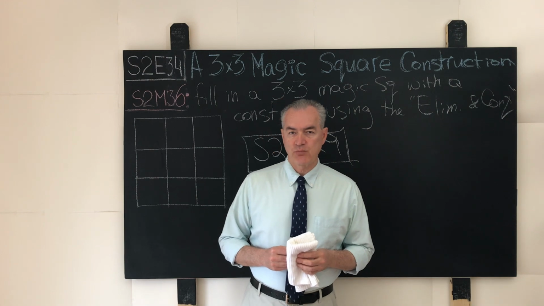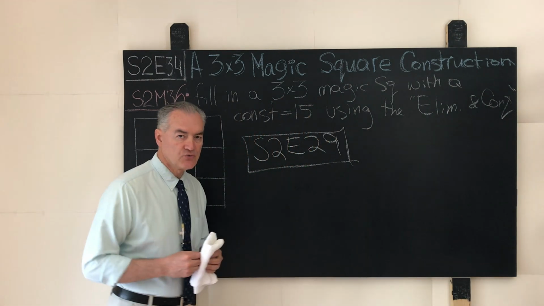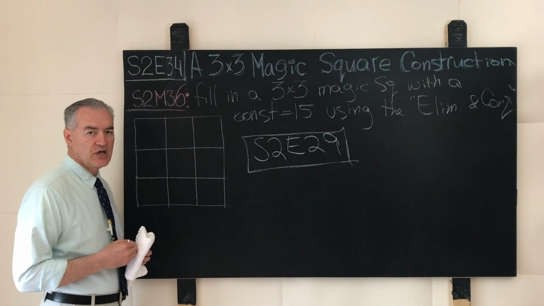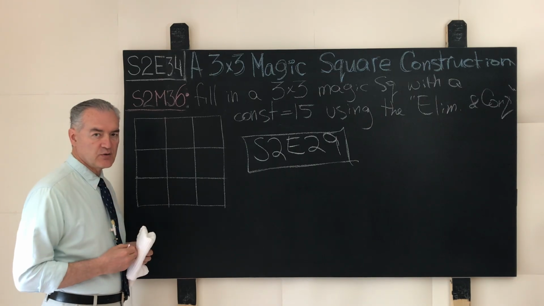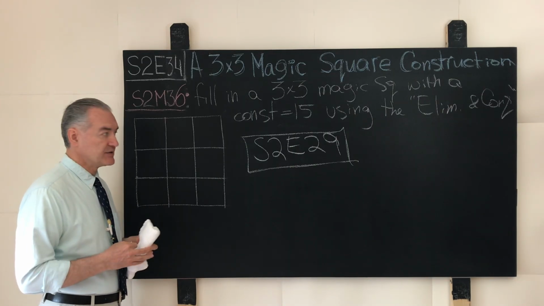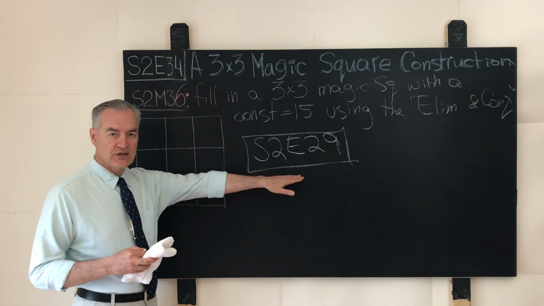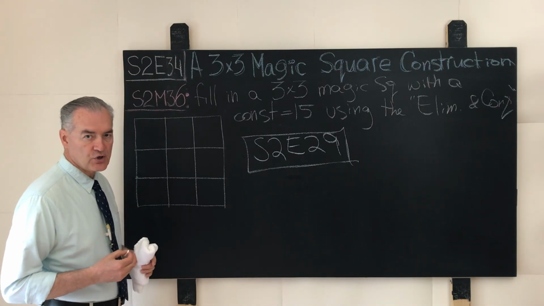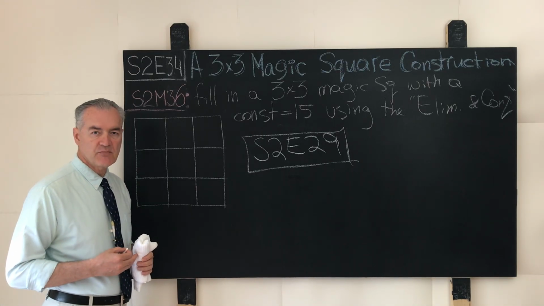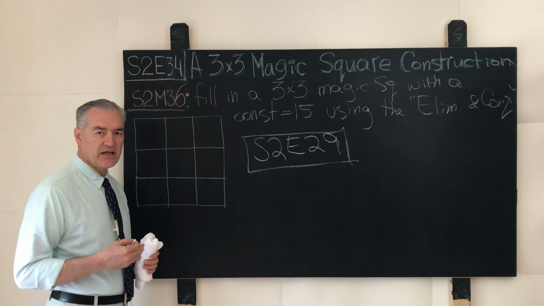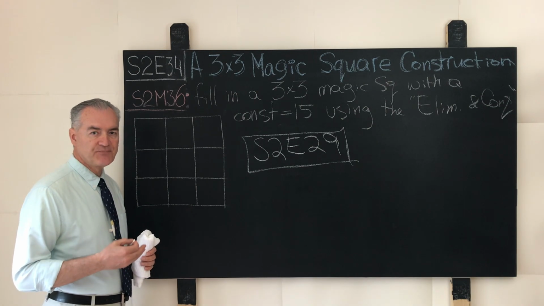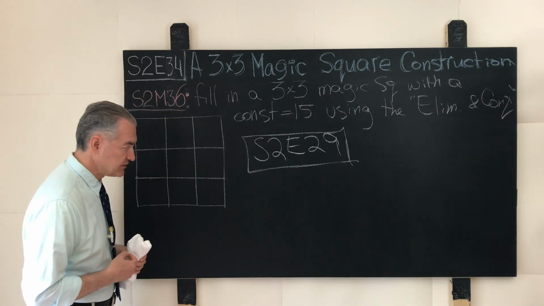The challenge in the mathematical problem S2E34 is to fill out a 3x3 magic square with a constant of 15 using precisely the eliminate and conquer problem solving approach. And yes, in season 2 episode 29 we discussed and explained how the so-called Bechet algorithm works, and that is a wonderful algorithm that allows us to pretty much mechanically and thoughtlessly construct any magic square whose order is an odd number, and the order of a magic square is basically its linear size.